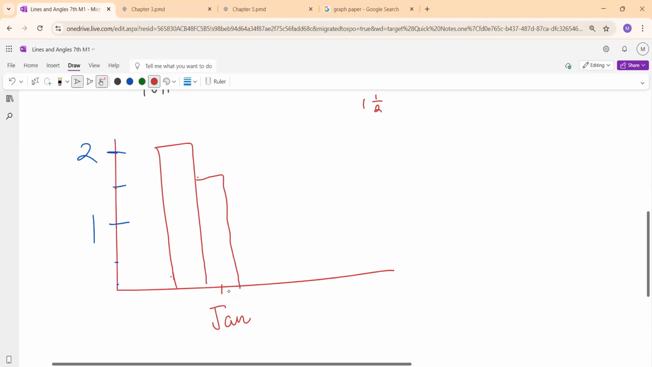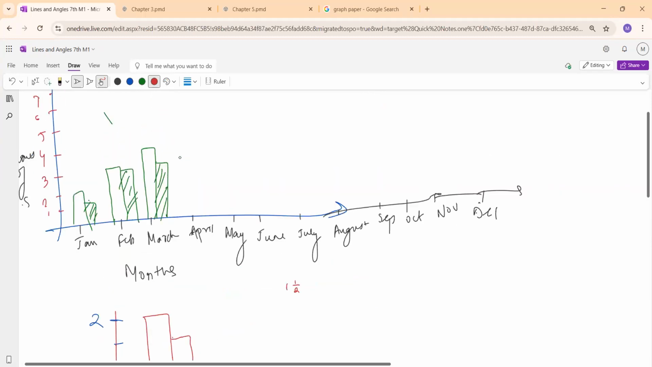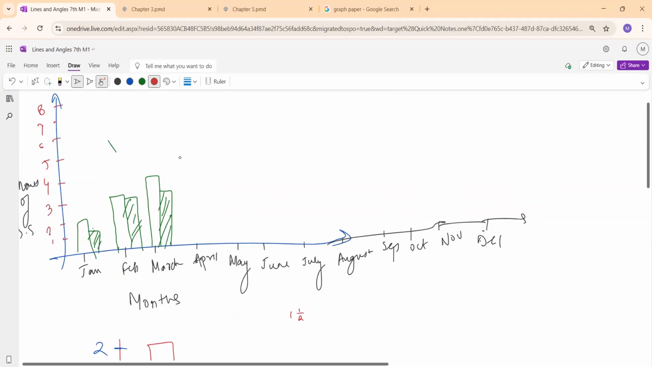Yes, sir. Okay, make the graph and complete the rest of the table, the rest of the graph. Ayush and Salman, are you doing it as well?